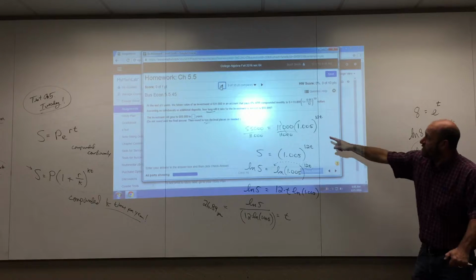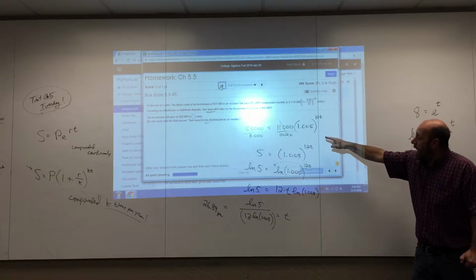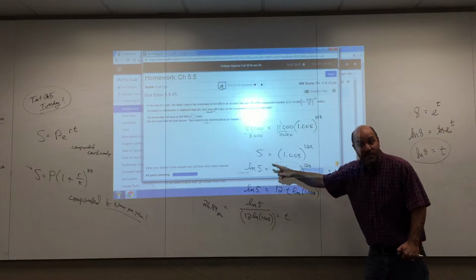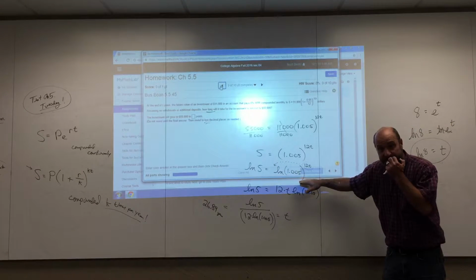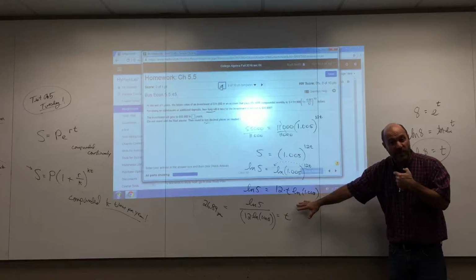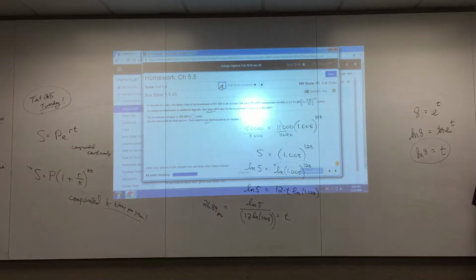Because my base was a little weird here, I had a different strategy. It's not about killing the base. I still use the ln, but it's not about killing the base. It's about bringing this exponent down front. Sort of a different strategy for solving. It's cool to understand all that.